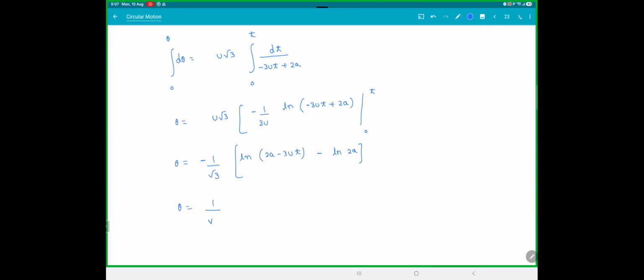Send minus inside, and using the ln a by ln b formula, this will be ln 2a by 2a minus 3ut. This is valid as long as time is less than 2a by 3u, because after this time, they're going to meet. And theta goes to infinity. That's your theta as a function of time t, everyone.